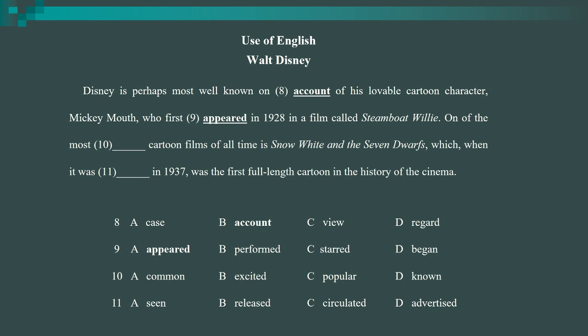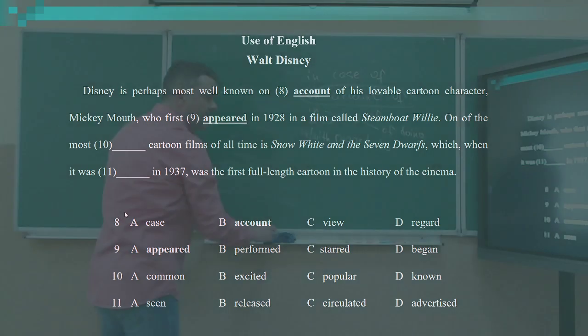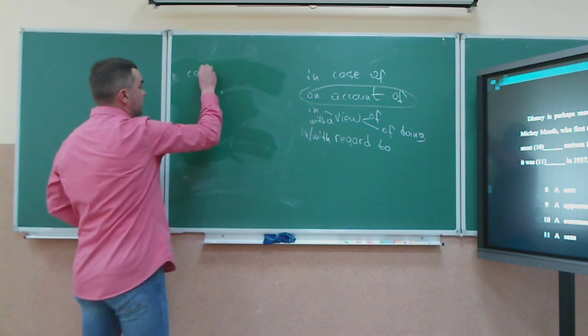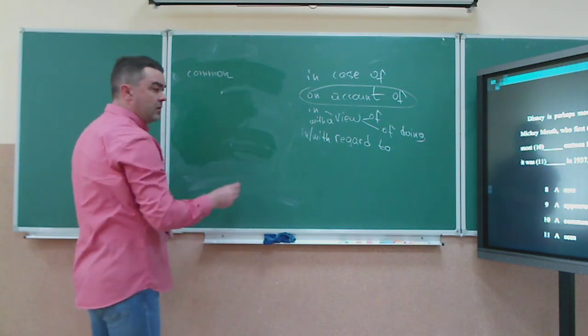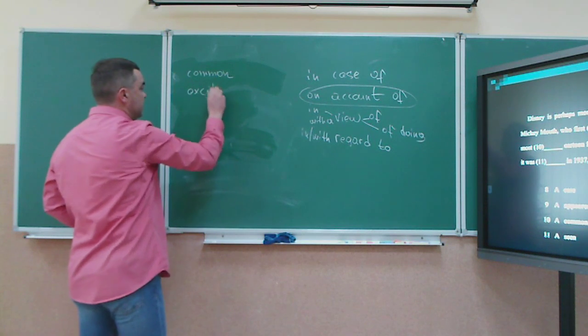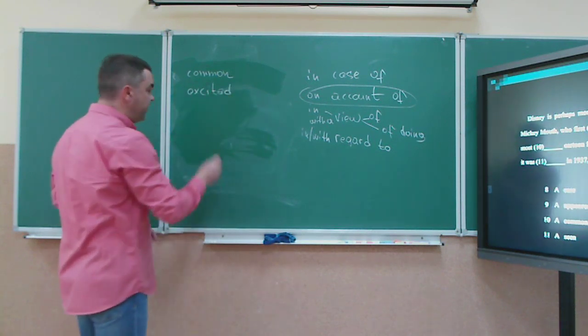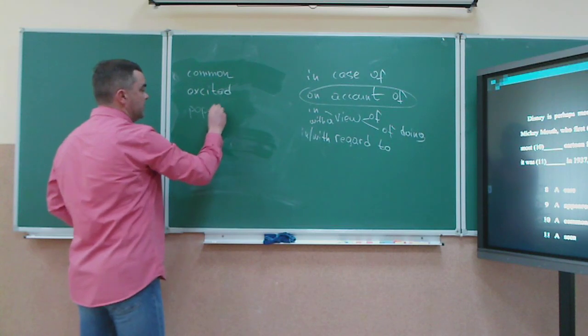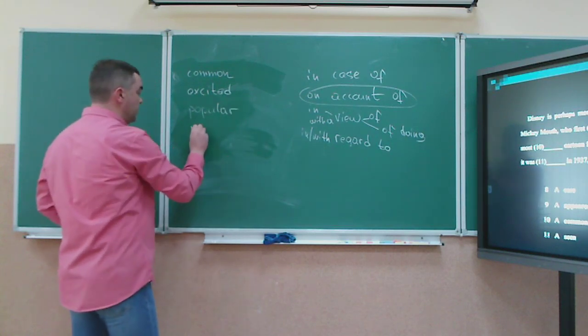Next, one of the most popular cartoon films of all the time is Snow White and the Seven Dwarfs. By the way, sorry, there is a mistake, not one of the cartoon, but one of the cartoons, sorry. And we have options. We have common, we have excited, we have popular, and known.